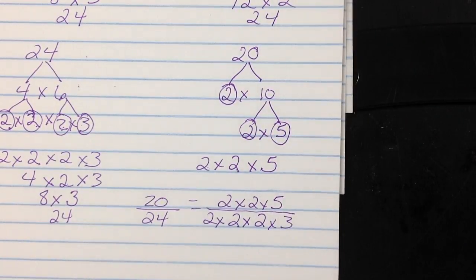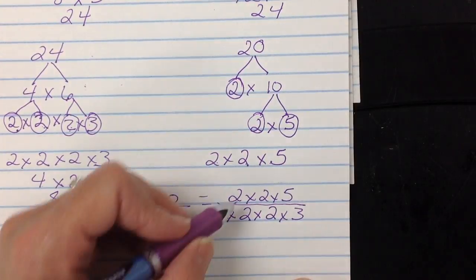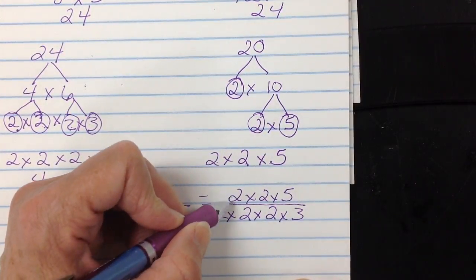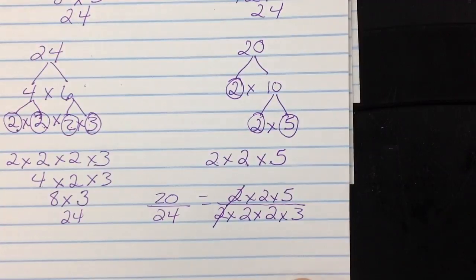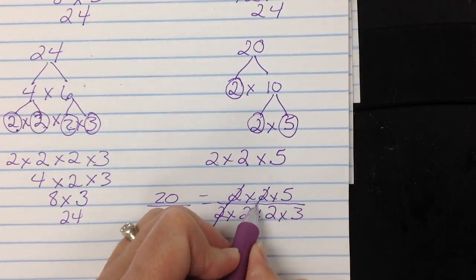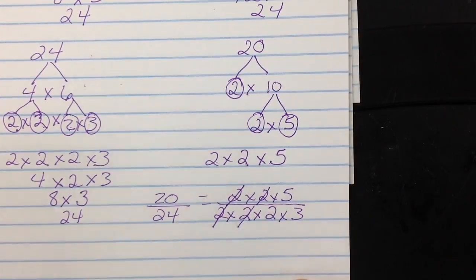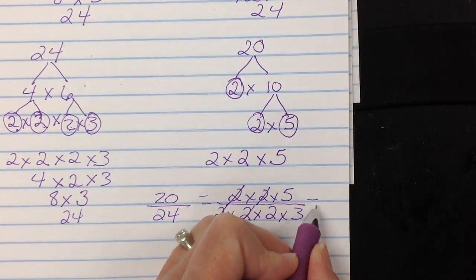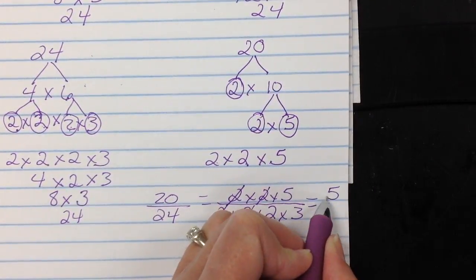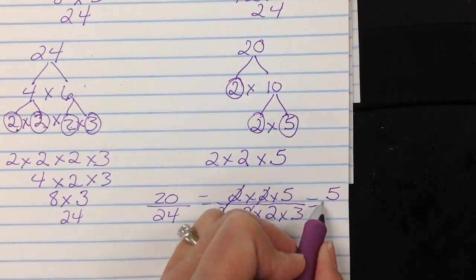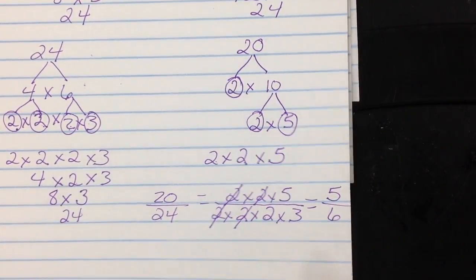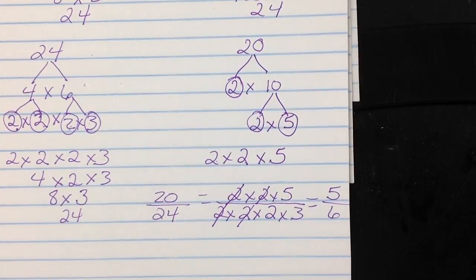And now we factor out from top and bottom common factors. So I can get rid of that one and that one. They go together. That 2 cancels out that 2. That 2 cancels out that 2. And what I'm left with is 5, and then 2 times 3 is 6. So your fraction simplifies to 5/6.